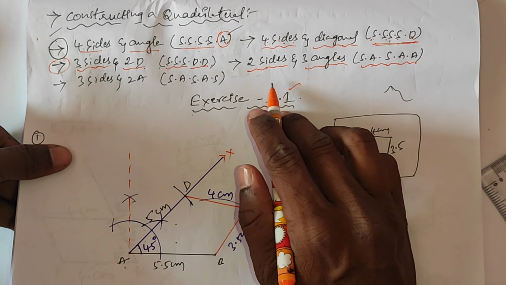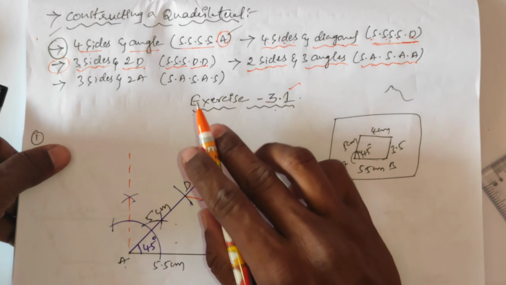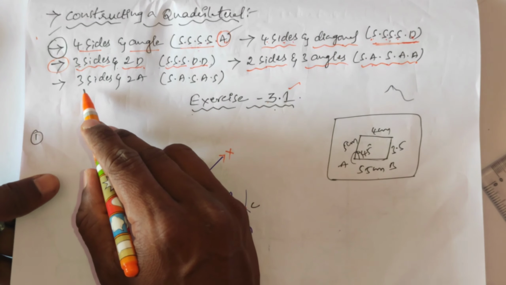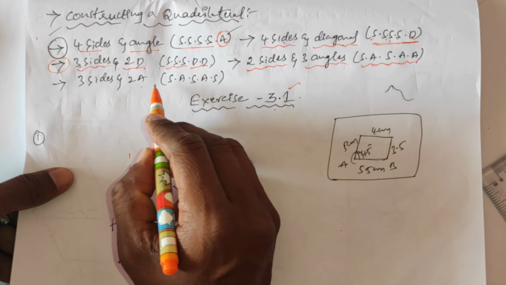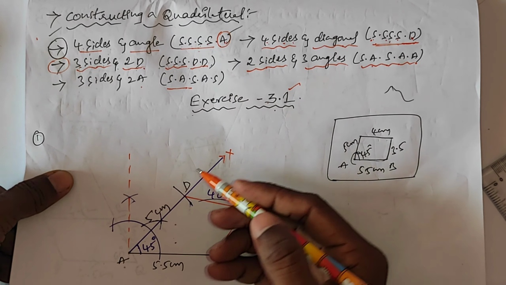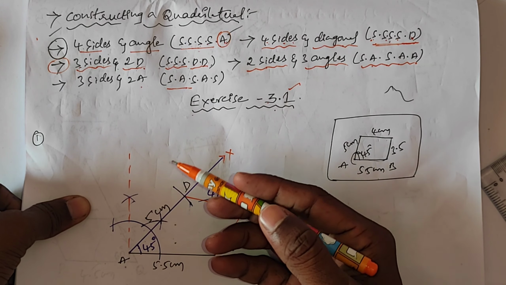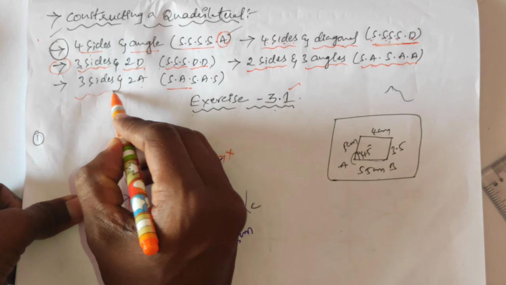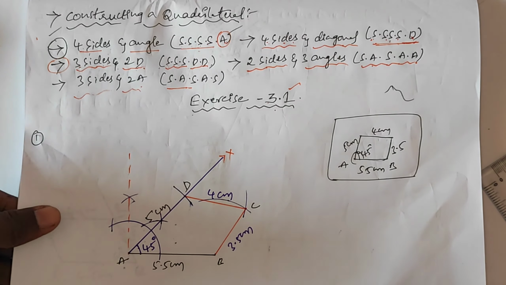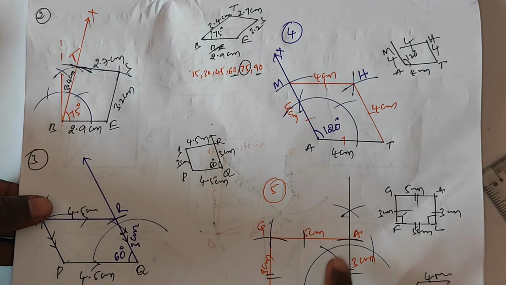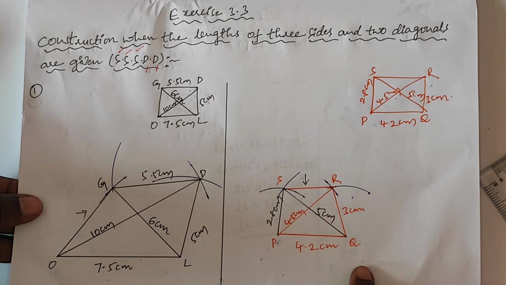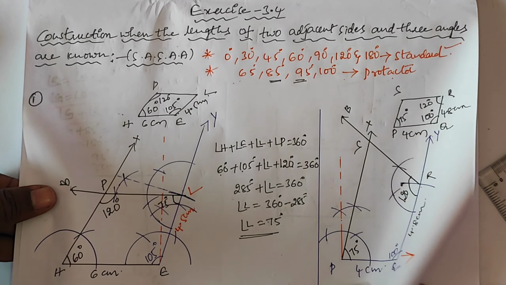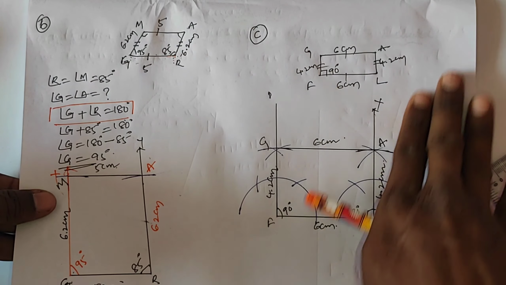Okay, today we are going to discuss exercise 3.5, that is about when 3 sides and 2 angles are given. Nothing but side, angle, side. As per the rule, we have to construct this one. So 3 sides and 2 included angles. So 3.1, 3.2, 3.3, 3.4 we completed. Right? Till here we discussed it.